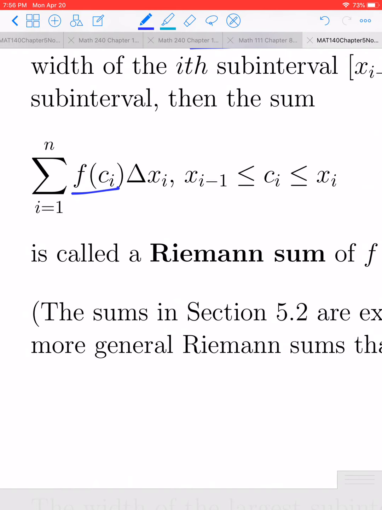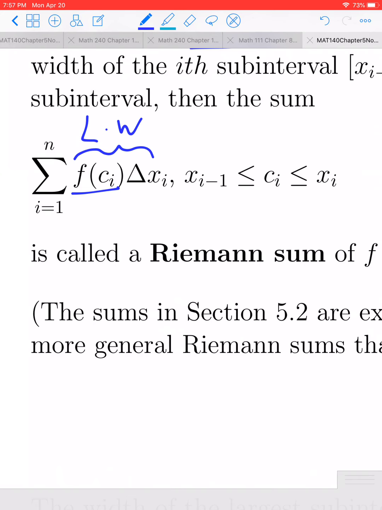f of ci. Thinking back to the area of our rectangle, this would be like our length times our width. So each individual element inside of the sum would represent the area of a rectangle whose width is delta xi, the length of the ith interval, and whose height is given by the function evaluated at the selection point ci within that interval.